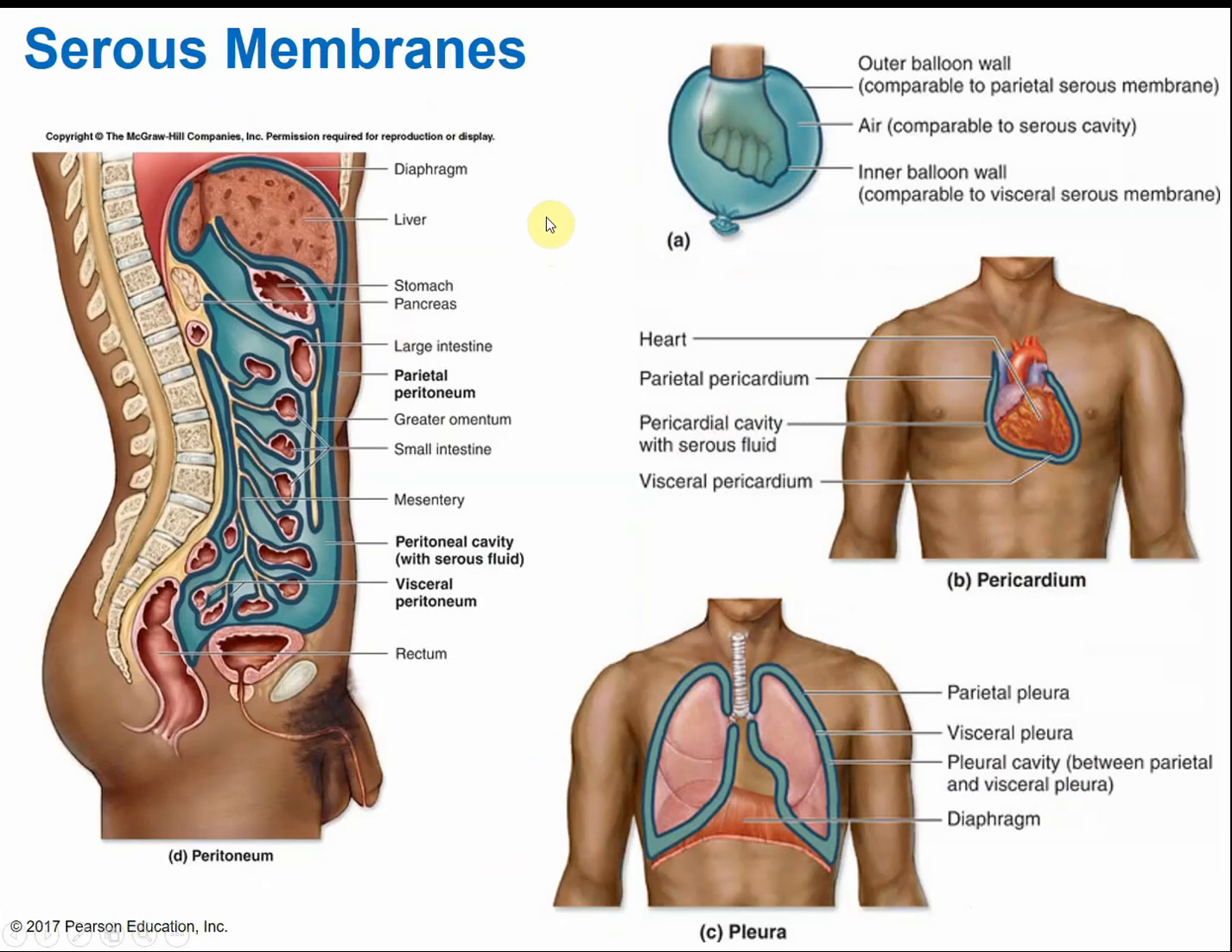Some other serous membranes: the peritoneum is the serous membrane of the abdominal cavity with all the digestive organs. The pericardium is the membrane of the body cavity containing the heart. And the pleural cavities contain the lungs. So you have the parietal and visceral pleura, parietal and visceral pericardium, and parietal and visceral peritoneum.